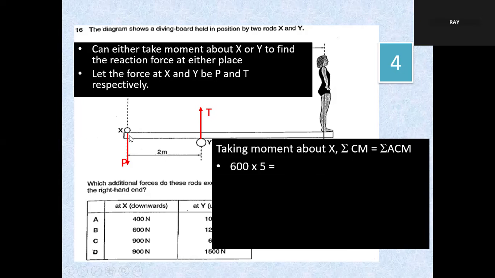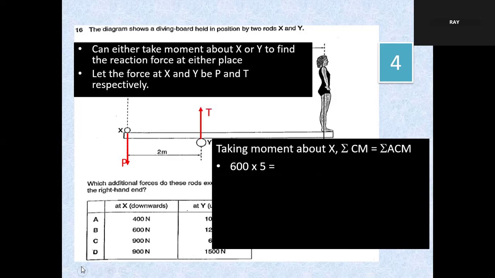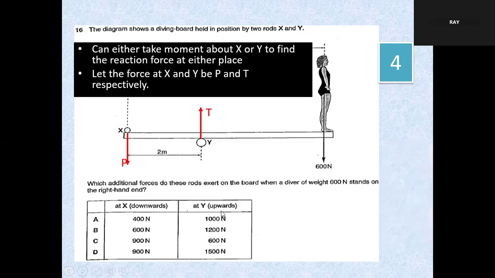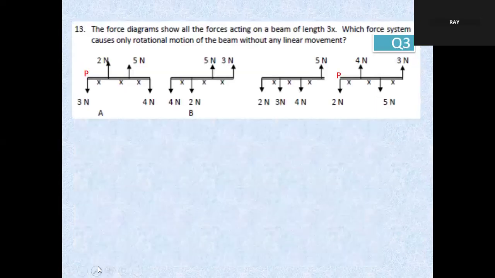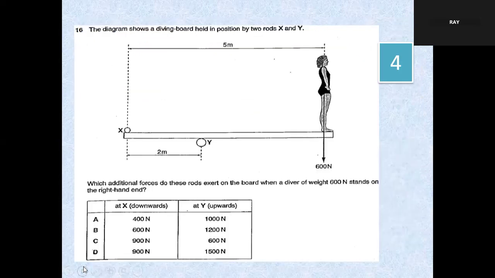So clockwise, right? This one is given to you. Let me just remove it. This is 600. Clockwise is 600 times 5. Anti-clockwise is this one going up. Anti-clockwise times 2.